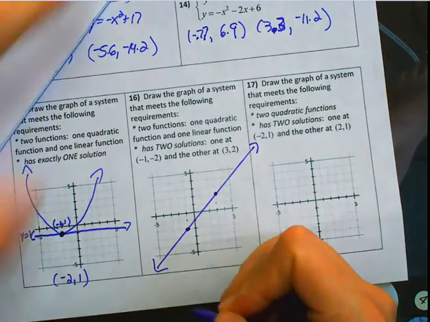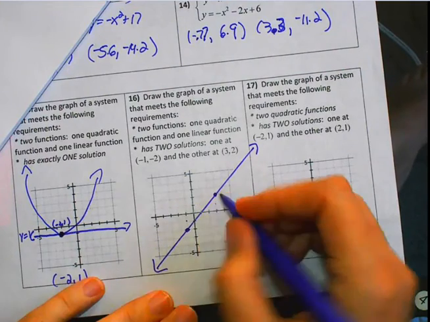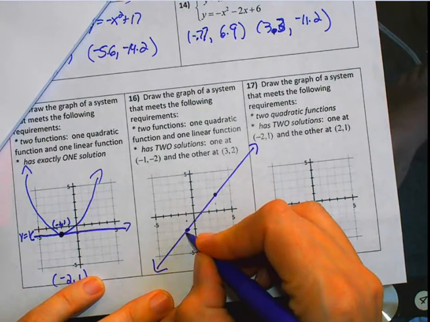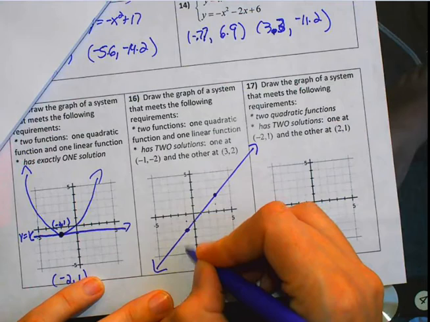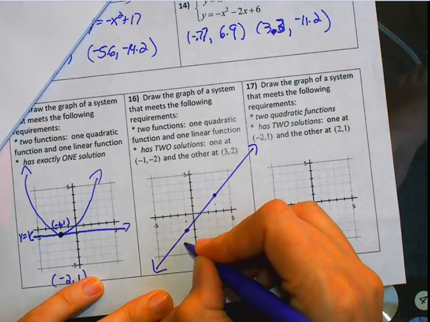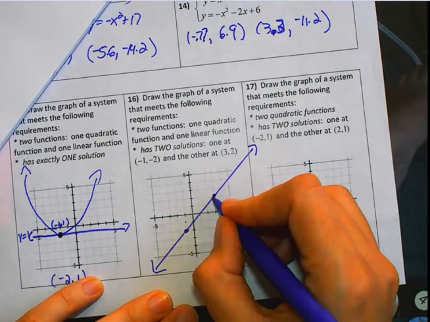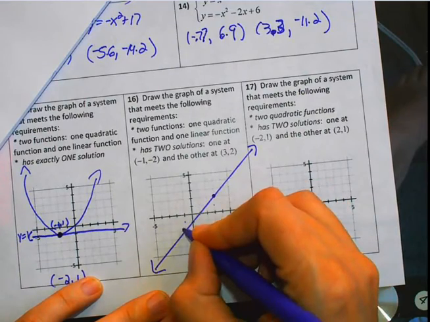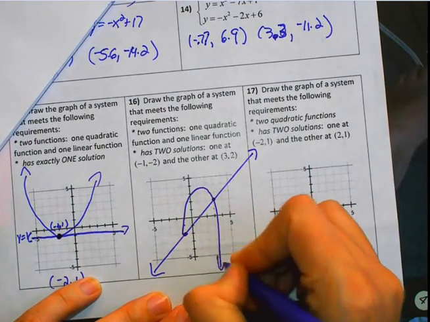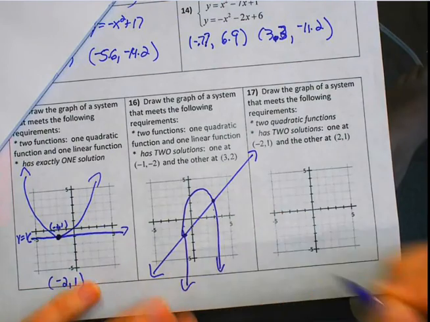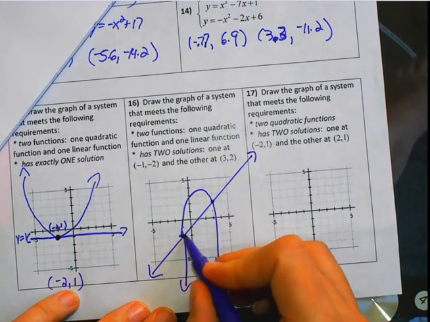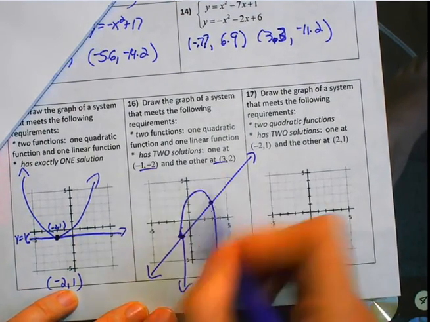And then the next one, the parabola, it could be several different ways because I only have 2 points, so I get to pick my 3rd point. So let's say that my parabola looks like this. So then I have 2 solutions, which are here and here, and I have a line and I have a quadratic.